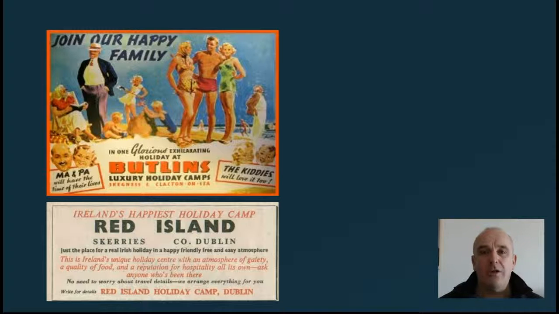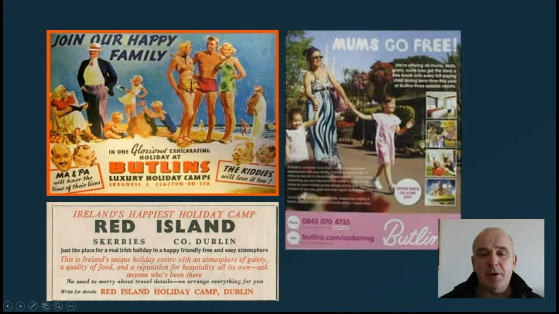That's just not how we speak to customers now, because we readily accept that what people want is different depending on who they are. Here's a Butlins advert from recent times. Mums go free. We can immediately see who that's targeted to. Well, it's mums with their small children. And we can understand that where that's going to appear is going to be somewhere where mums with small children are going to look. It's not going to appear where mums with small children aren't looking.